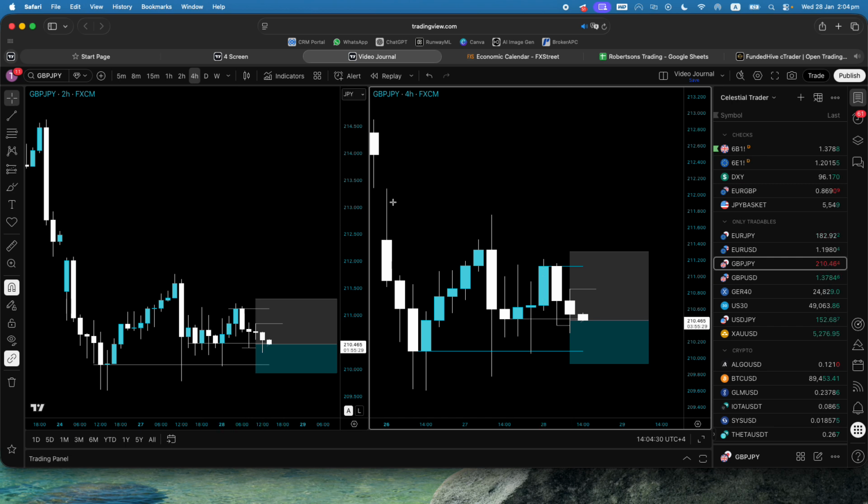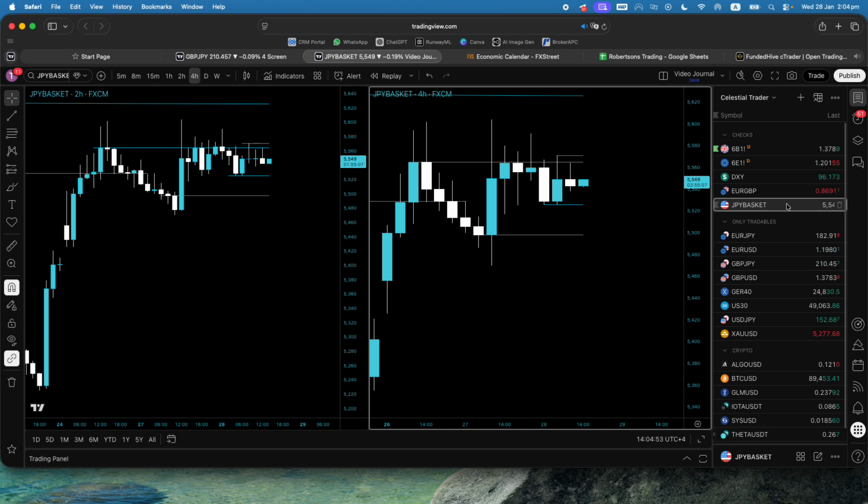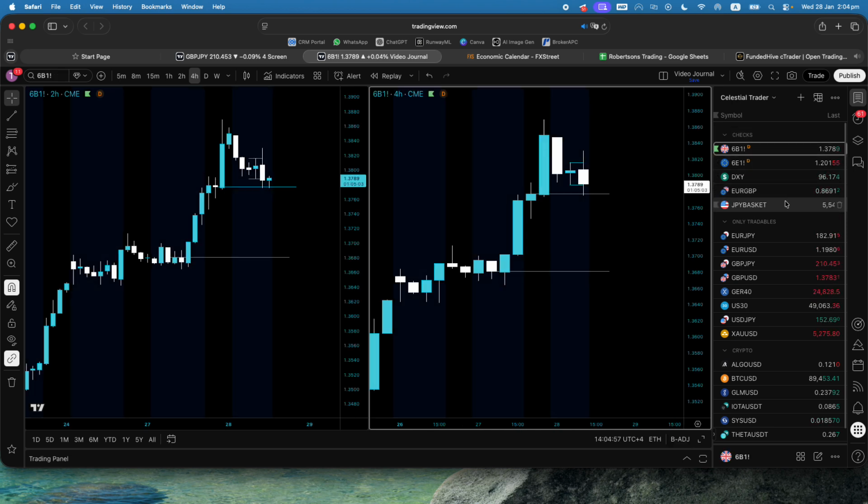So that is the reasoning behind GBPJPY. But in order for me to actually place this trade, I needed to have reasons why GBP is potentially bearish and JPY is potentially bullish. So GBP potentially weakening and JPY potentially strengthening. In order for me to do that, I use the JPY basket and I use the GBP futures.